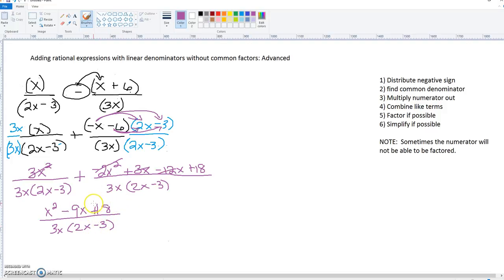At this point, you're going to want to check to see if you can factor the numerator more. In some cases, you won't be able to. In this case, you can. This has a leading coefficient of 1, so I'm going to put our two sets of parentheses. We've got an x here and an x here. We need factors of positive 18 that add to negative 9. In this case, it's negative 6 and negative 3. Again, over our denominator.